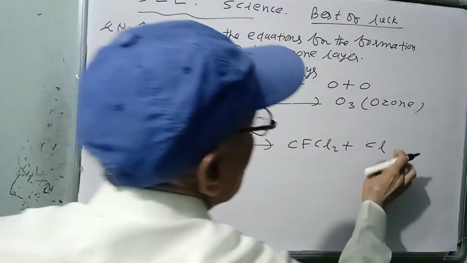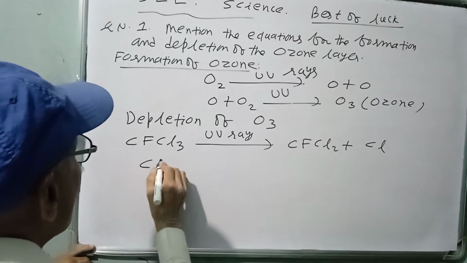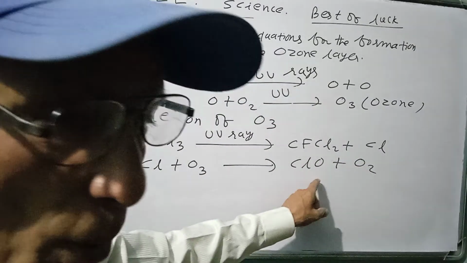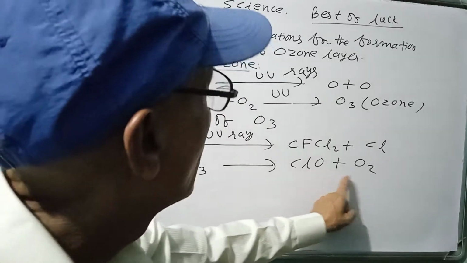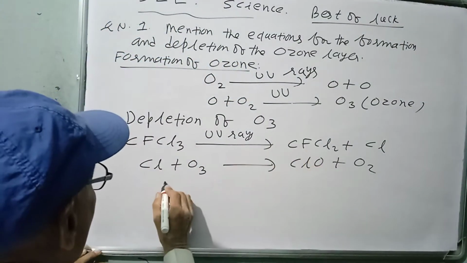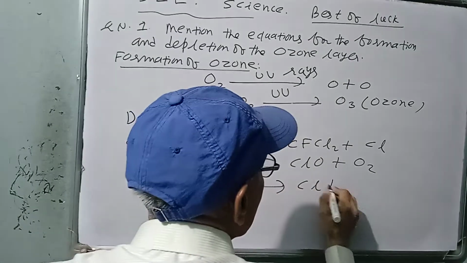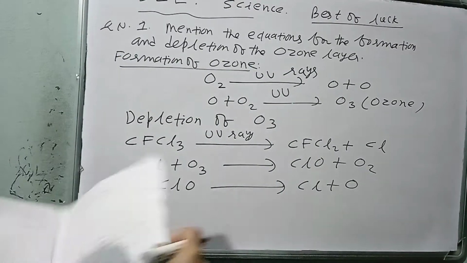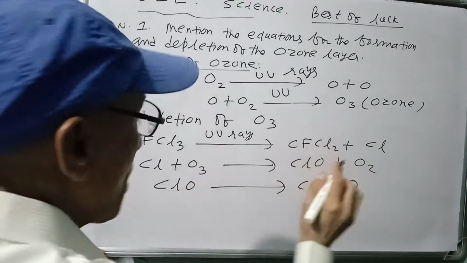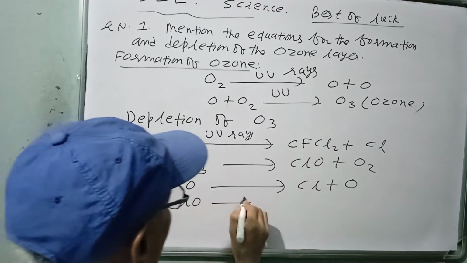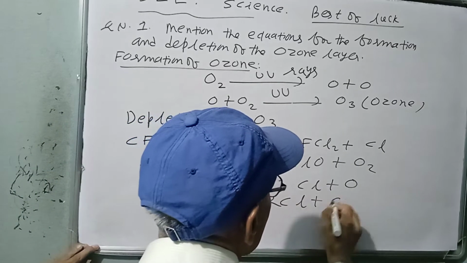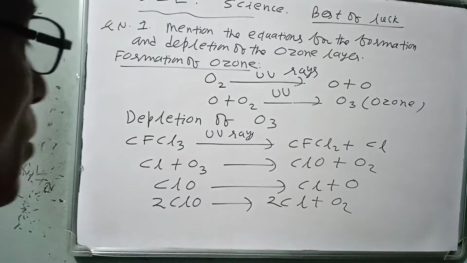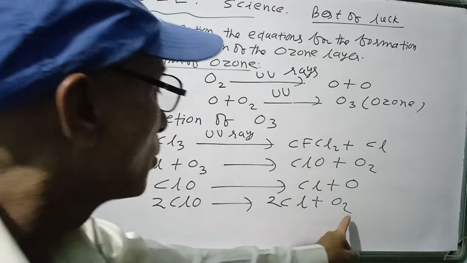What is the main function of this active chlorine? It attacks O3: Cl plus O3 makes ClO plus O2. ClO, chlorine oxide, and O2. ClO again breaks into Cl plus O. Finally, two ClO become 2Cl plus O2. In this way, O3 is broken and changes into oxygen gas.